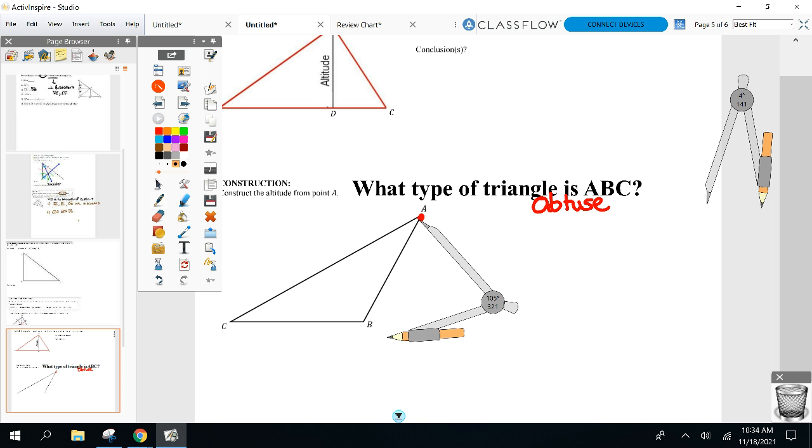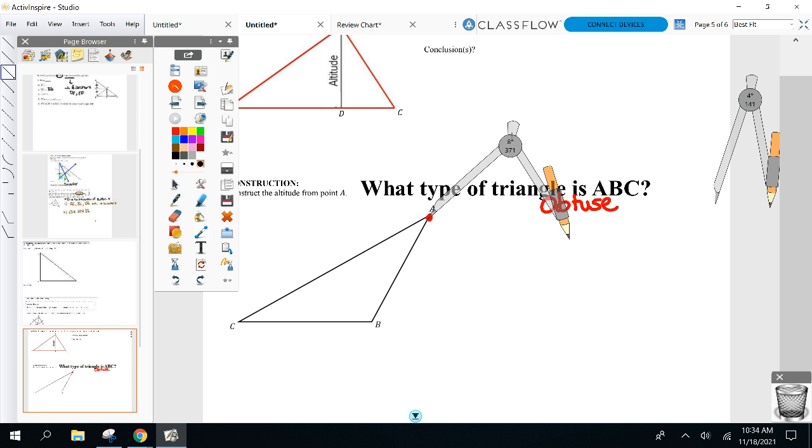Anybody got a problem with that? I do. I can make it hit once. I don't care how wide or how narrow my compass opening is. Anybody going to make it hit twice? Nope. Suggestions? This is what we did in the past too. If I can only have it intersect once. Carter? Extend BC. So grab your straight edge. Let's extend BC out.